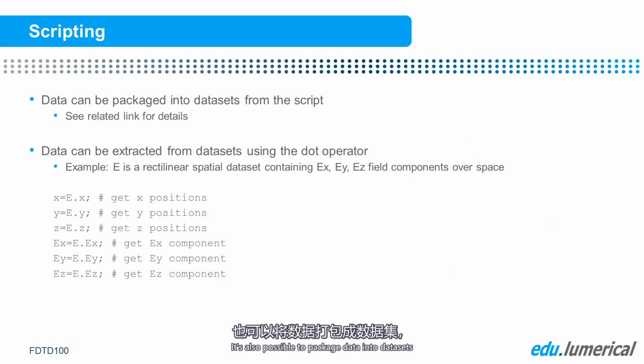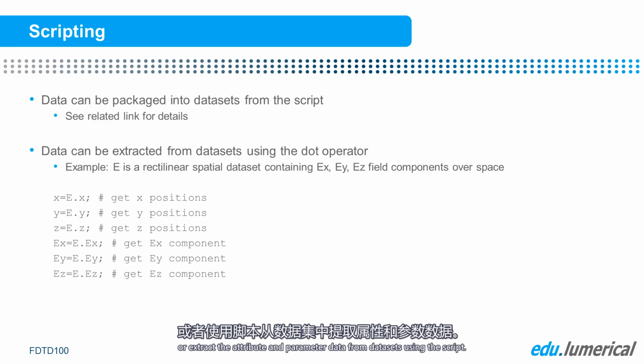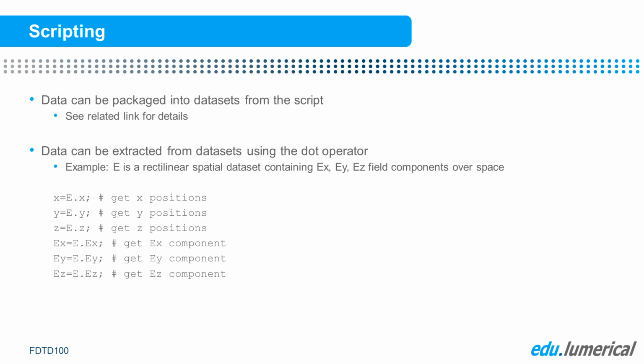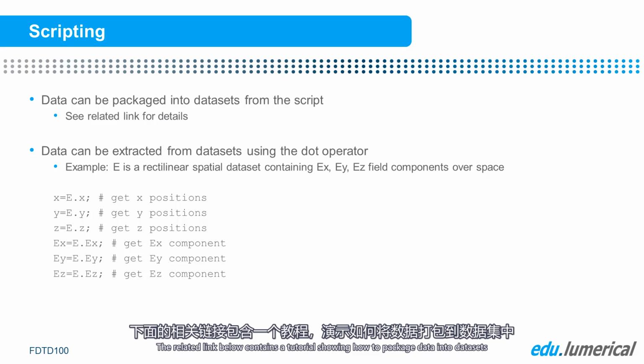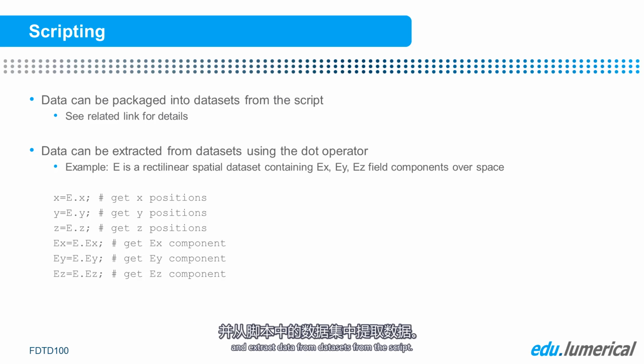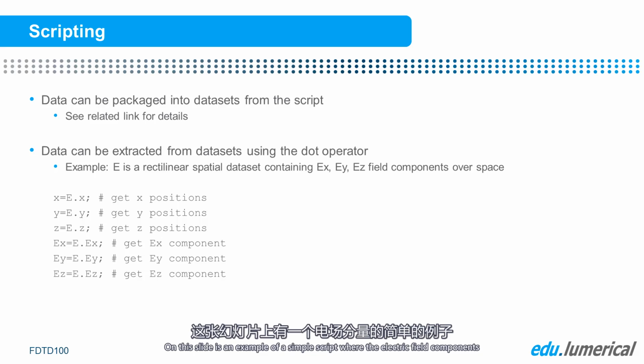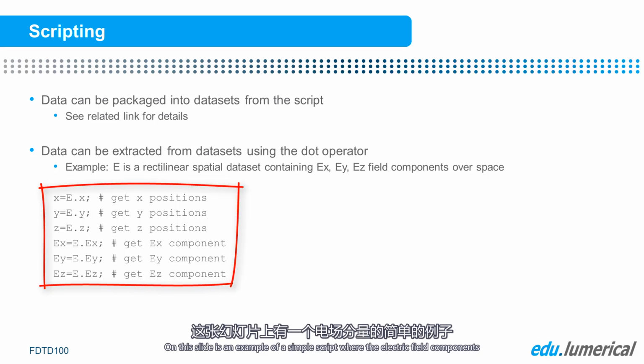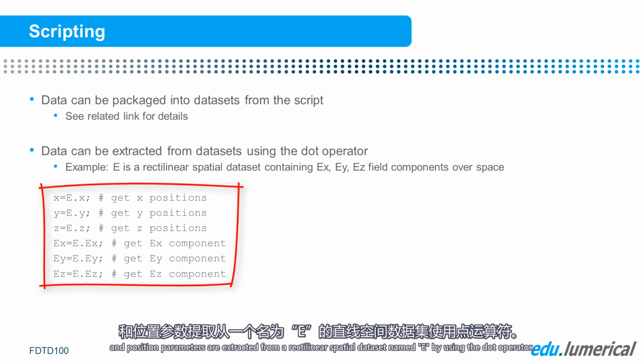It's also possible to package data into datasets or extract the attribute and parameter data from datasets using the script. The related link below contains a tutorial showing how to package data into datasets and extract data from datasets from the script. And on this slide is an example of a simple script where the electric field components and position parameters are extracted from a rectilinear spatial dataset named E by using the dot operator.